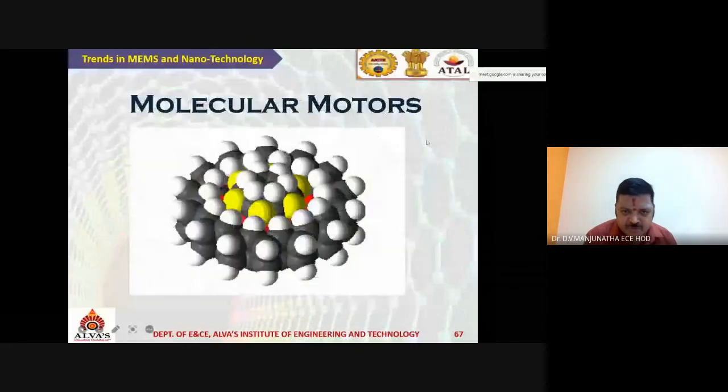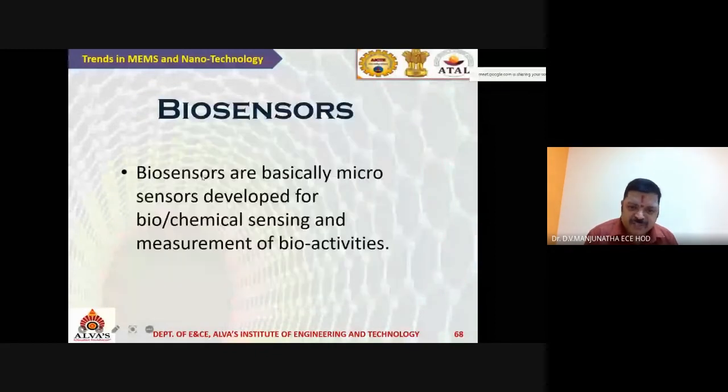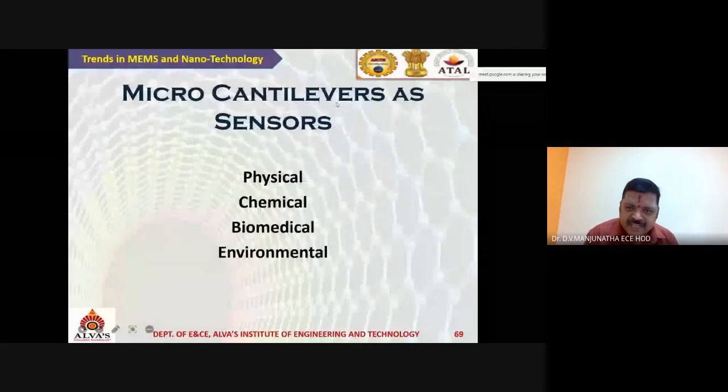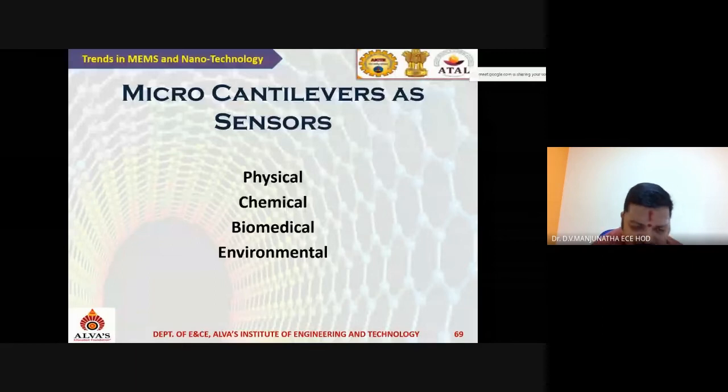So molecular motors are very popular in biosensors, right? Biosensors are basically microsensors for bio or chemical sensing and measurement of bioactivities, right? So micro cantilevers as sensors. I was telling you about sensors so far. Most of the time, cantilevers play a very important role in the case of sensors. Just now we saw the fabrication of the cantilever.